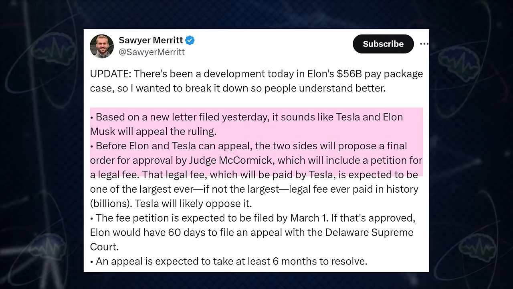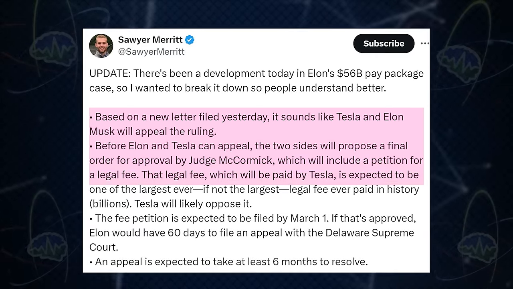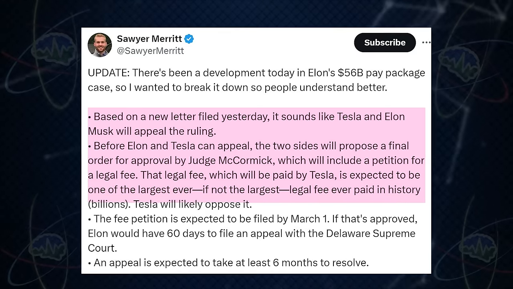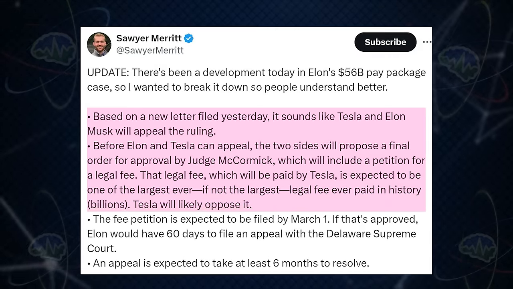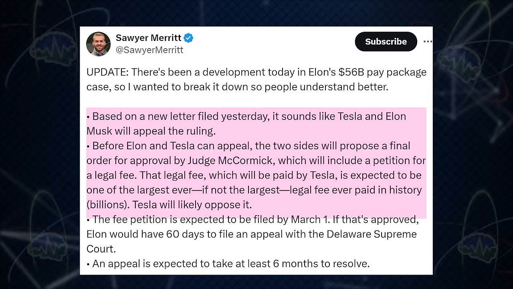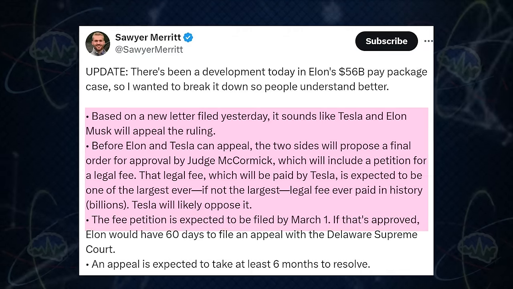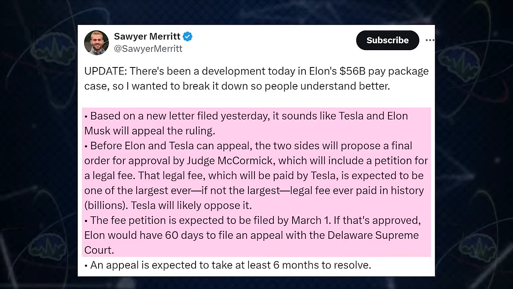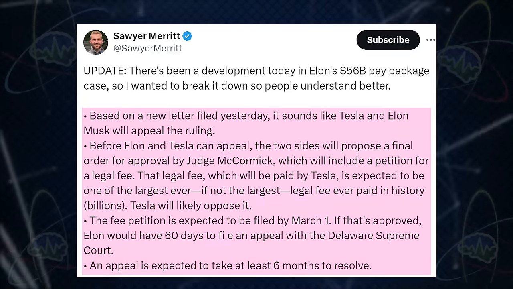That legal fee, which will be paid by Tesla, is expected to be one of the largest ever, if not the largest, legal fee ever paid in history, billions. Tesla will likely oppose it. The fee petition is expected to be filed by March 1st. If that's approved, Elon would have 60 days to file an appeal with the Delaware Supreme Court. An appeal is expected to take at least 6 months to resolve."